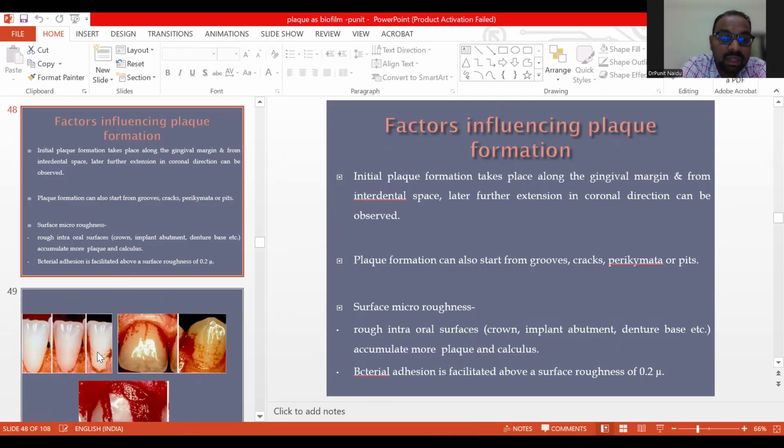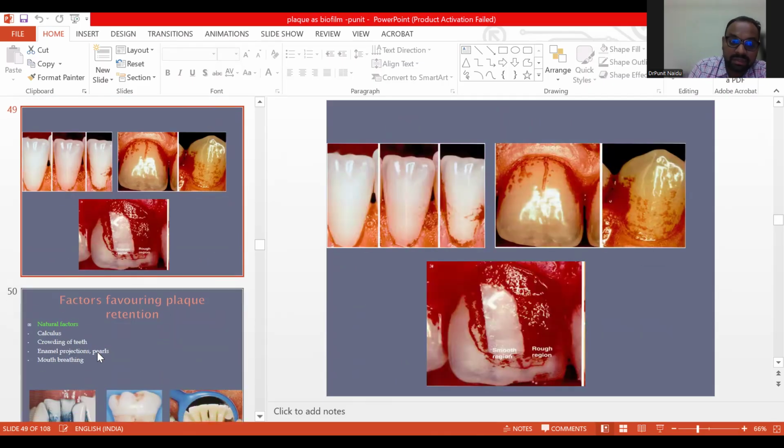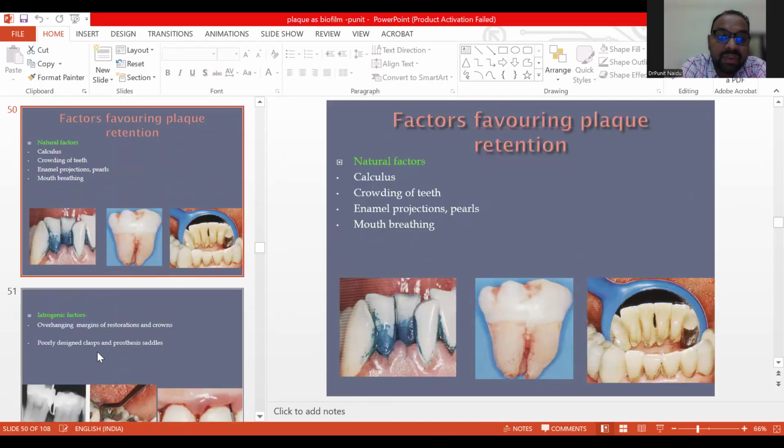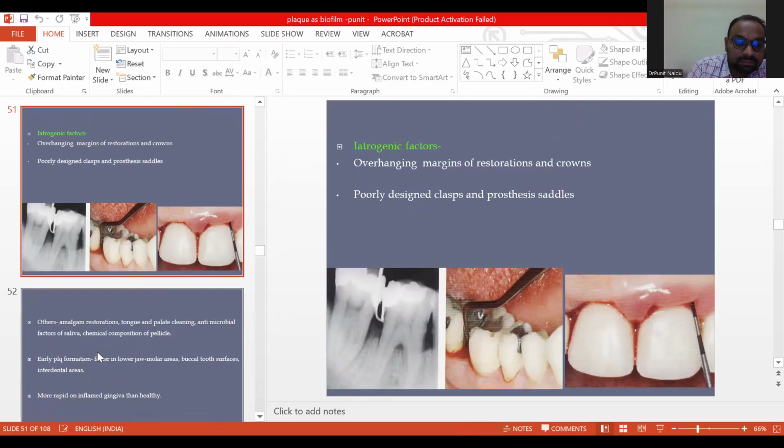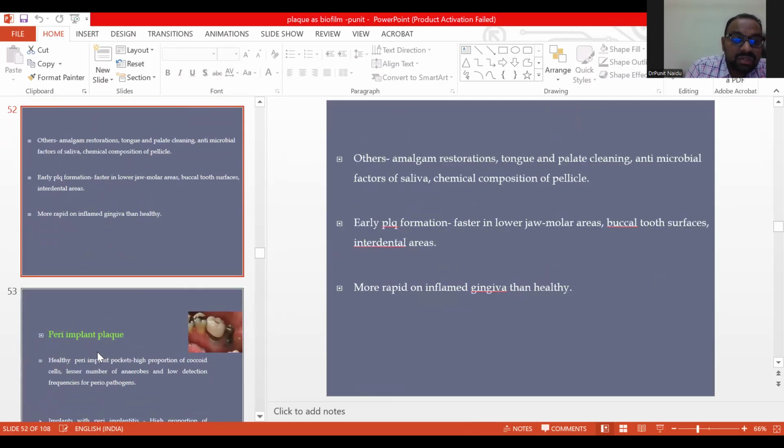With surface micro roughness, like crowns, implants, and denture bases, there will be more accumulation of plaque and calculus, and bacterial adhesion is facilitated above a surface micro roughness of 0.2 micrometers. Factors favoring plaque retention are natural factors like calculus, crowding of teeth, enamel projections, and mouth breathing, and iatrogenic factors like overhanging margins of restorations and crowns, and poorly designed clasps and prosthesis saddles. The others are amalgam restorations and microbial factors of saliva and chemical composition of the pellicle.